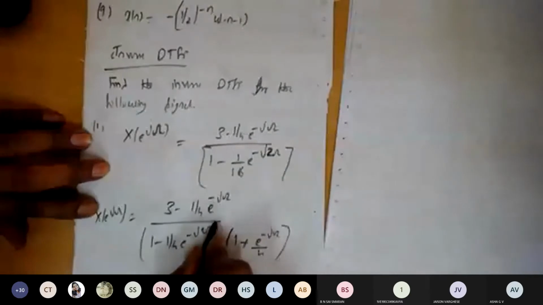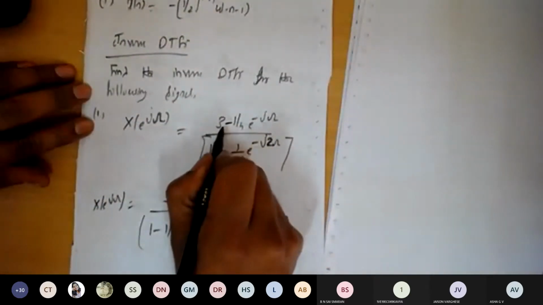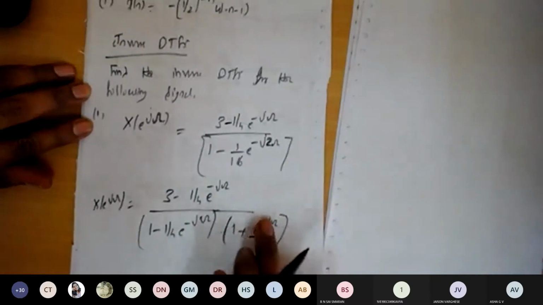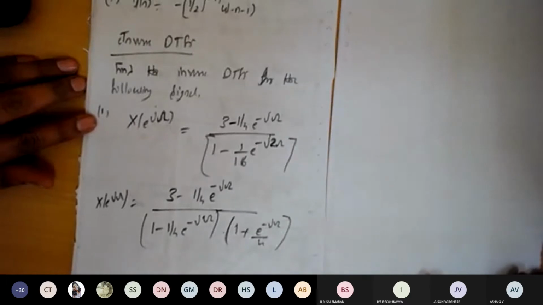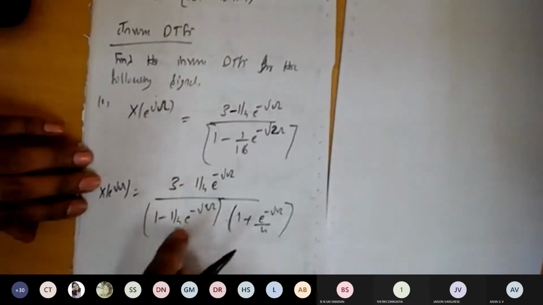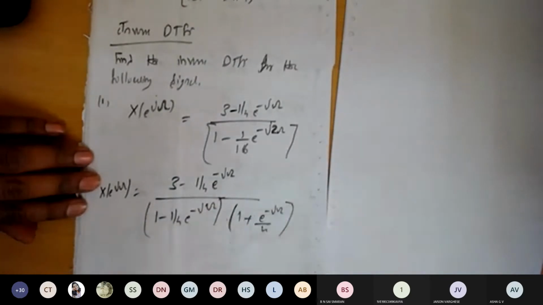This is a plus b we can write. So directly we can't simplify this one. So what we need to do is apply the partial fraction expansion. Then only can we solve this one; otherwise it's difficult to solve. So now, by applying the partial fraction expansion, let us convert this in terms of a divided by something and b divided by this one.